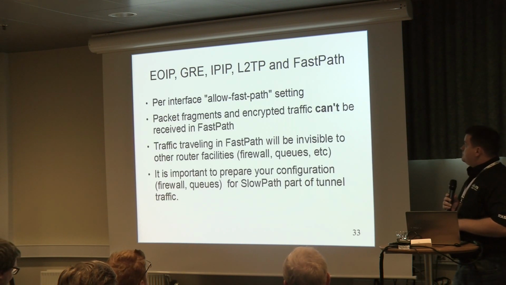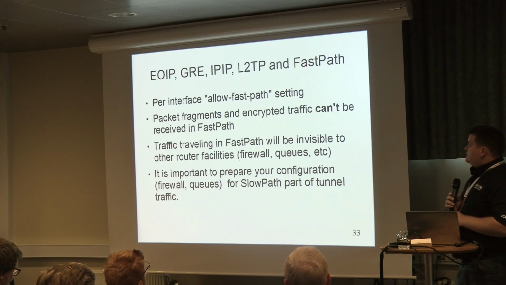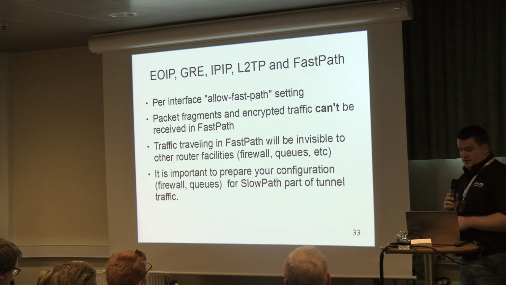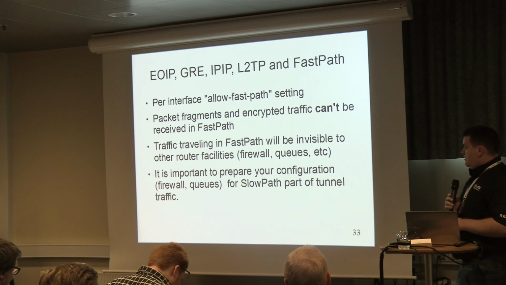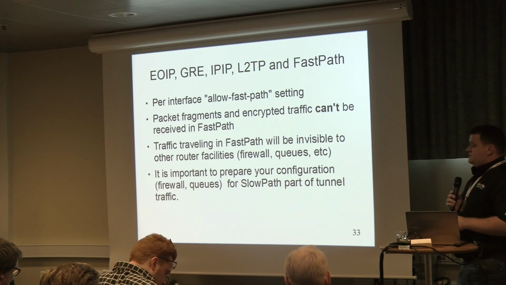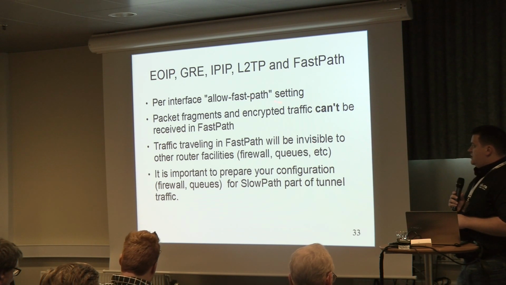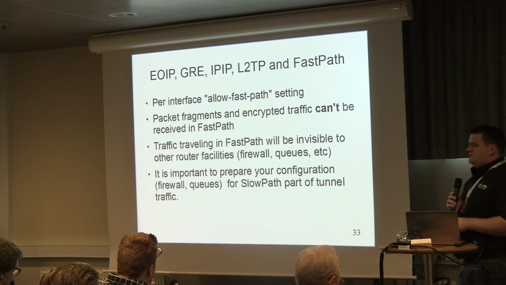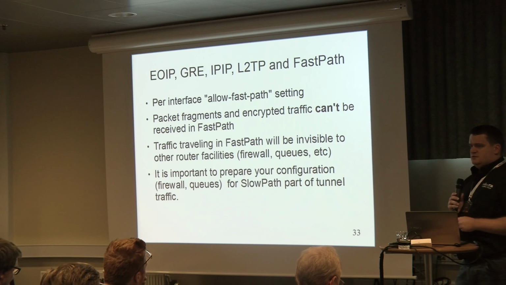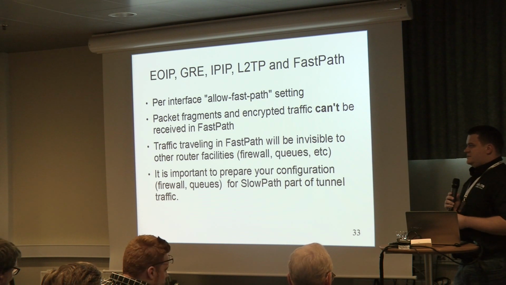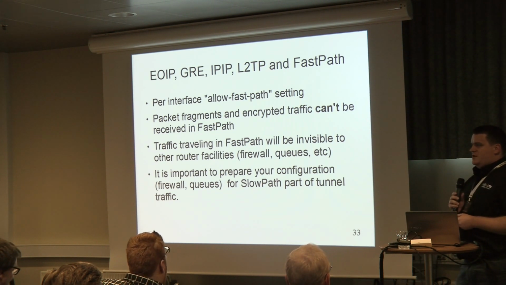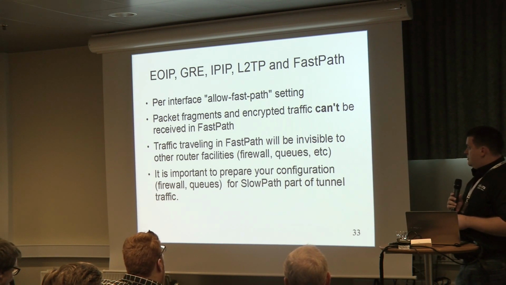When we talk about these tunnels, Ethernet over IP, GRE, IPIP and L2TP, we have an option for each tunnel called Allow Fast Path that you need to check yourself. This is for a reason, because as soon as you turn this on, tunnel traffic becomes invisible to all the other facilities in RouterOS. So it's up to you to decide which tunnels you want to enable FastPath on and which you don't.